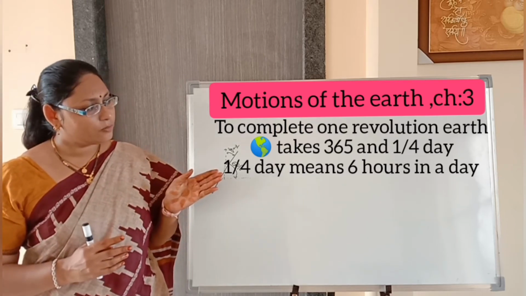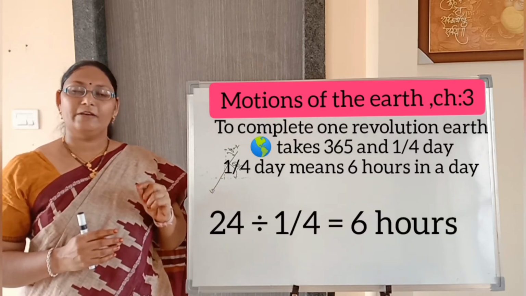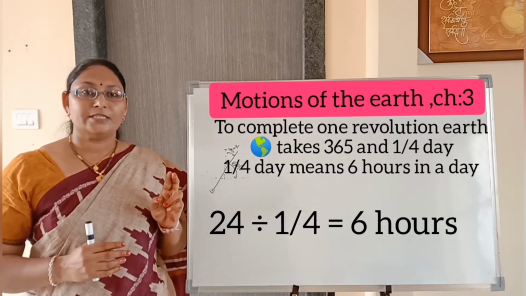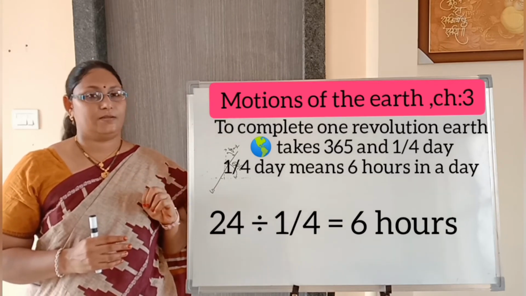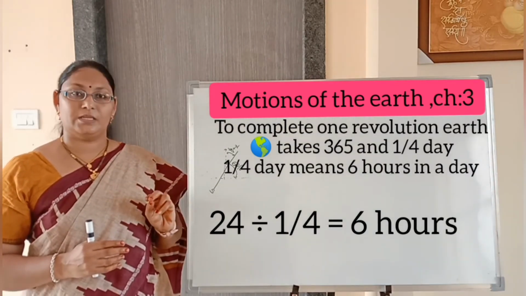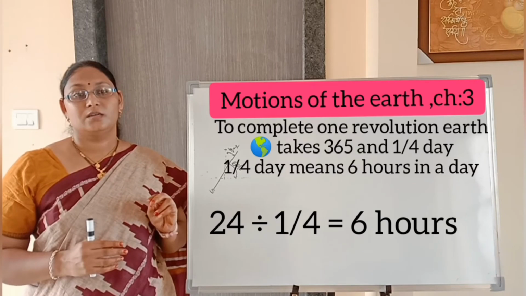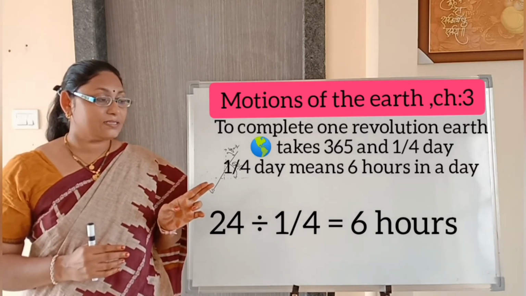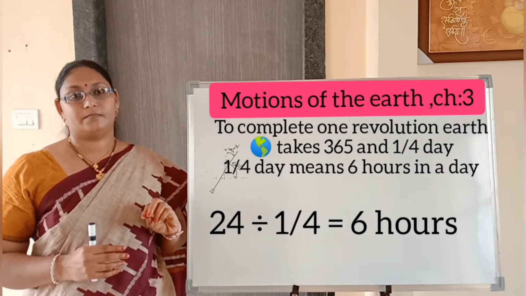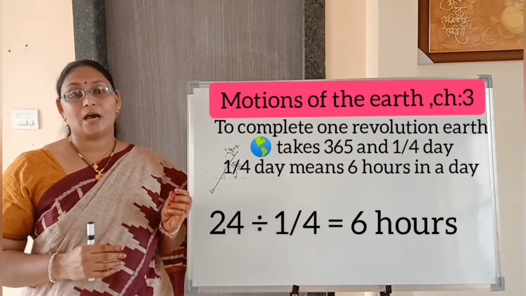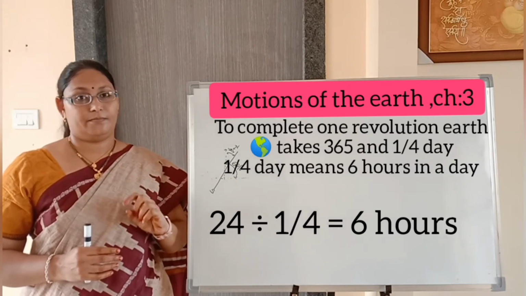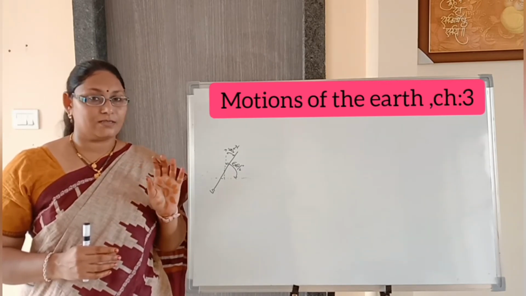So, what is meant by 1/4th day? If we divide 24 hours, 1 by 4th means 6 hours. In the 24 hours, 1 by 4th means 6 hours. Because of our convenience, we ignore this 6 hours every year. So we consider 365 days only. So we will generally say that our Earth takes 365 days to complete one revolution around the Sun. We ignore that 6 hours.